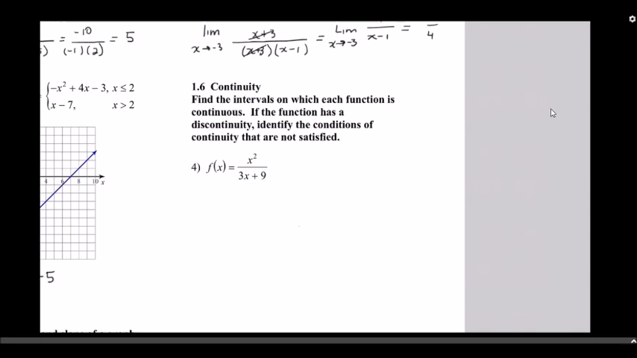These vertical asymptotes would occur anytime the denominator is equal to 0. So 3x plus 9 would equal 0 when x equals -3. So when x equals -3, if we were to graph this f of x function here, we'd have a vertical asymptote. So what that means is we don't want x to equal -3.